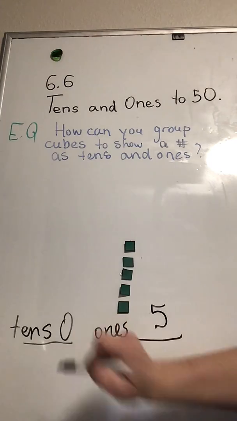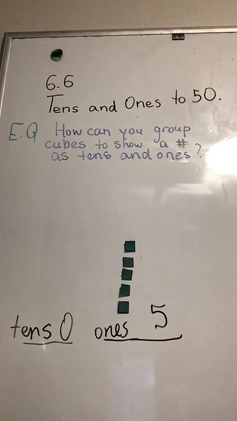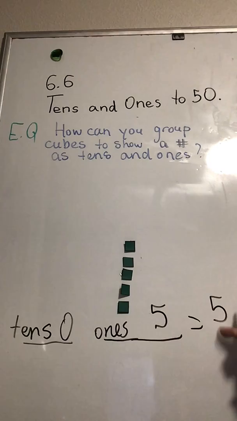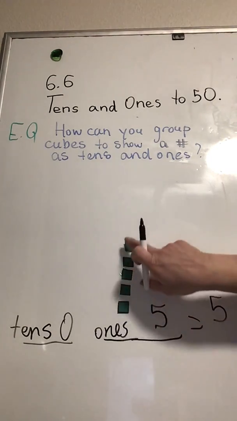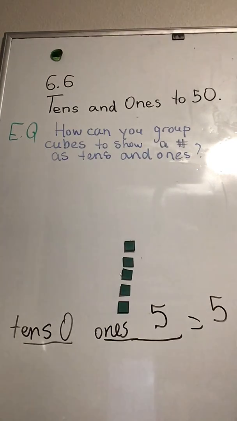And I have 0 tens. Do I say 0, 5? Or do I just say this number is 5? 5 ones. I say this is 5. 5 ones. 1, 2, 3, 4, 5. They're all by themselves. They are not connected. So it means 5 ones. Right?